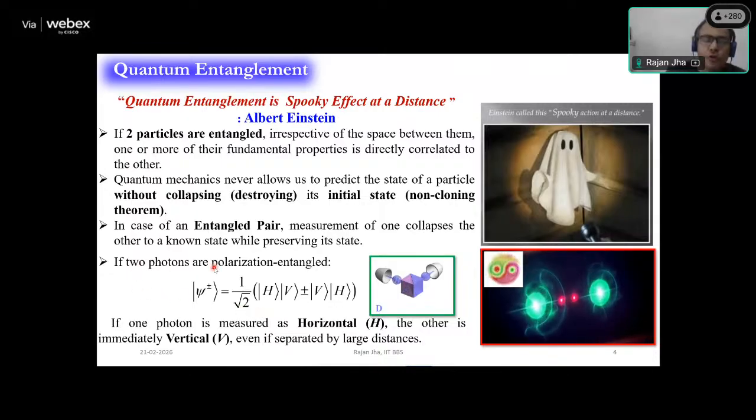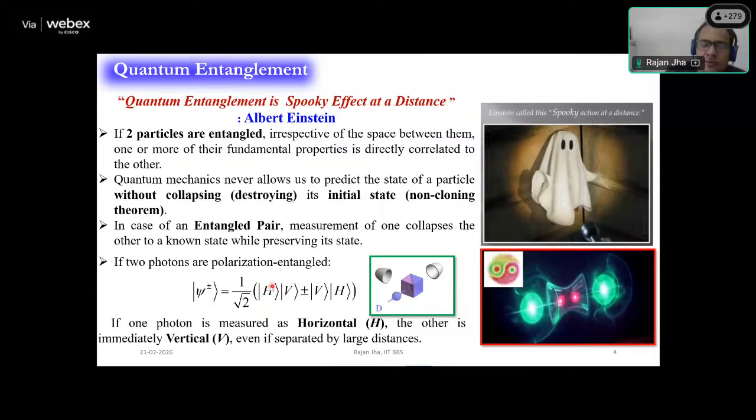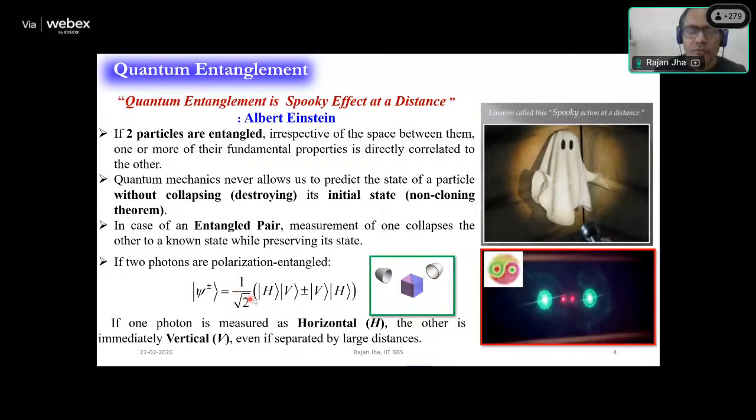If you have two photons and they are entangled in polarization, again I repeat, entanglement in polarization means that if you measure one, it will collapse and the state will be preserved and appear in the other. That means if H represents the horizontal polarization and V represents the vertical polarization, and these are in a linear superposition, we know from basic quantum mechanics that it will be 1 by root 2 times the combination of horizontal as well as vertical polarization.